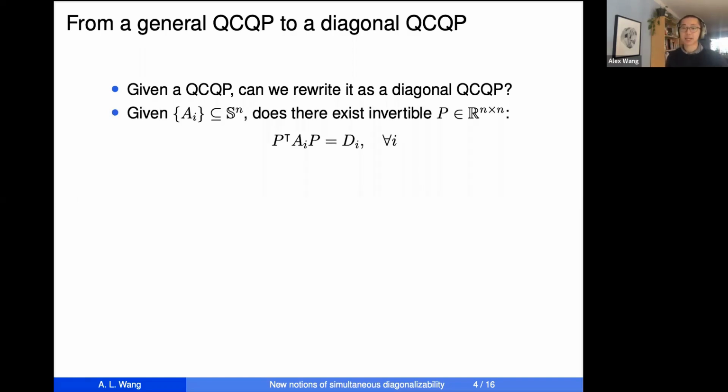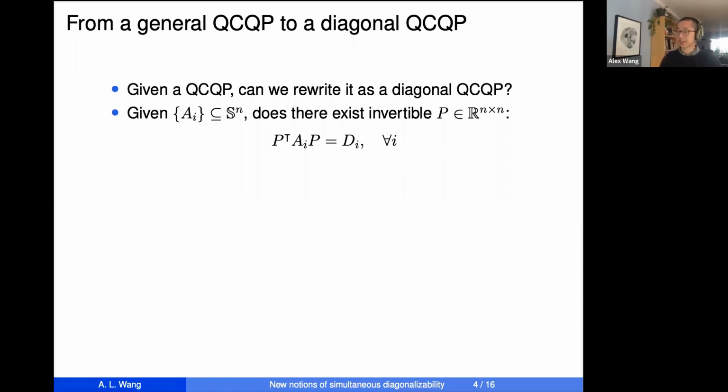Suppose I'm looking at a set of A sub i matrices, A1 through AM. These were the quadratic forms in my original QCQP, and they're symmetric matrices. The question is, can I find an invertible P matrix, again a square n by n matrix, such that P transpose A sub i P is diagonal for each i simultaneously? We only get to pick a single P that needs to diagonalize each of the A sub i matrices simultaneously.